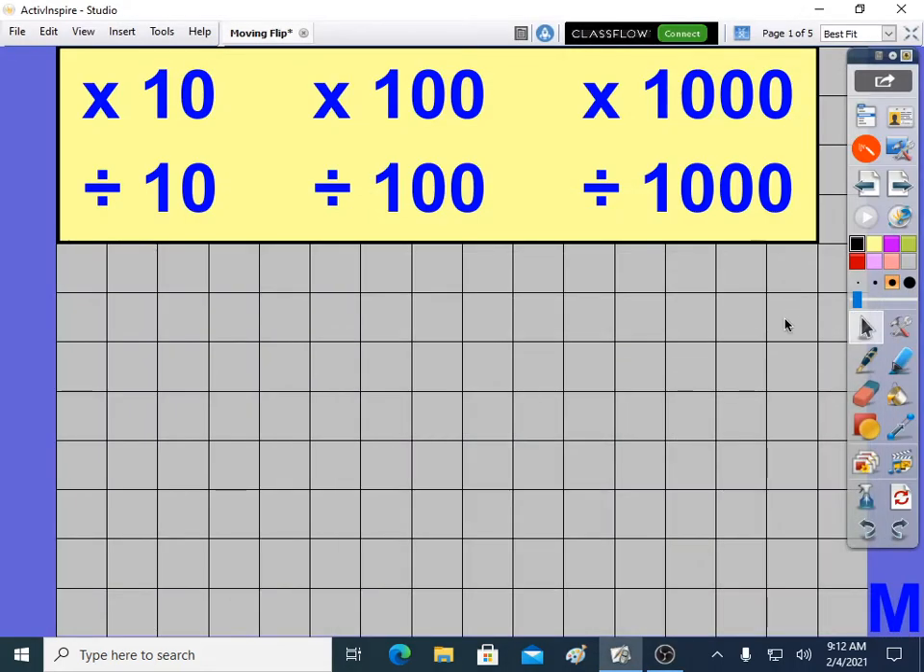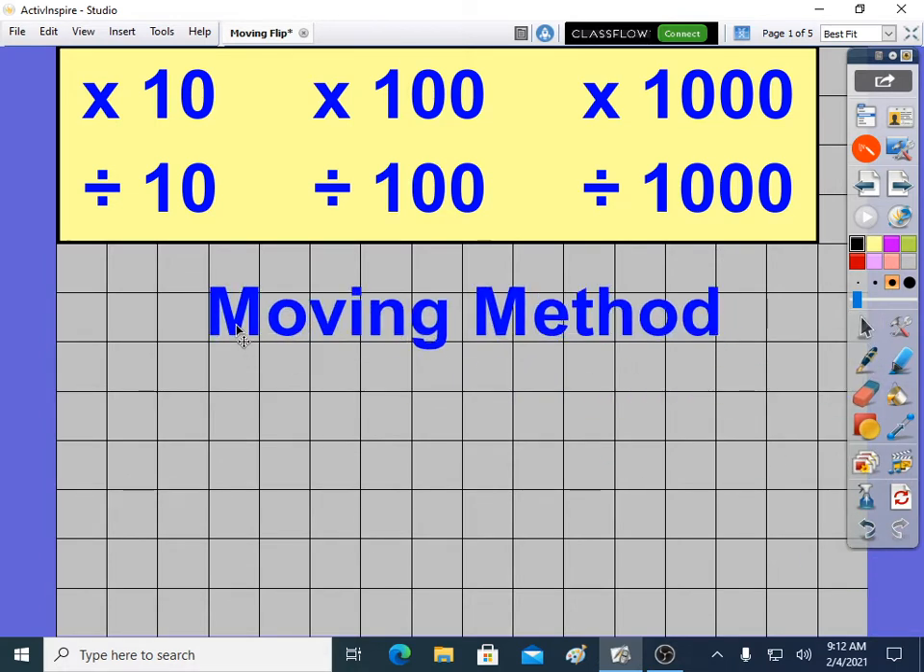Welcome to a video on multiplying and dividing by 10, 100 and 1000. I use a method which I call the moving method for this. It's different to our standard methods for multiplying and dividing. That's a very important thing. You need a different method for these questions really.